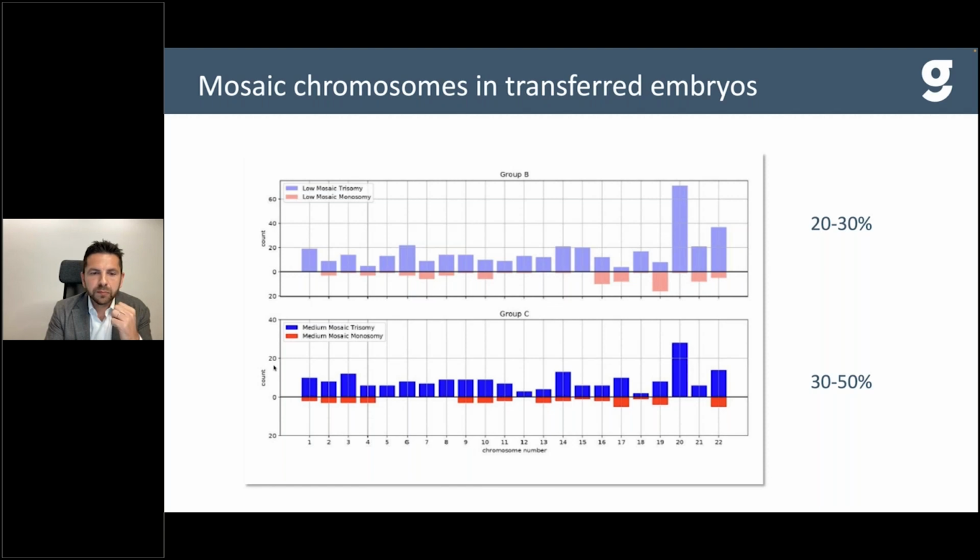Here we have just a visual representation of the apparently or allegedly abnormal embryos that we transferred. You can see that putative mosaic embryos for all chromosomes have been replaced over the course of these trials, including trisomies for chromosome 21, 13, and 18.